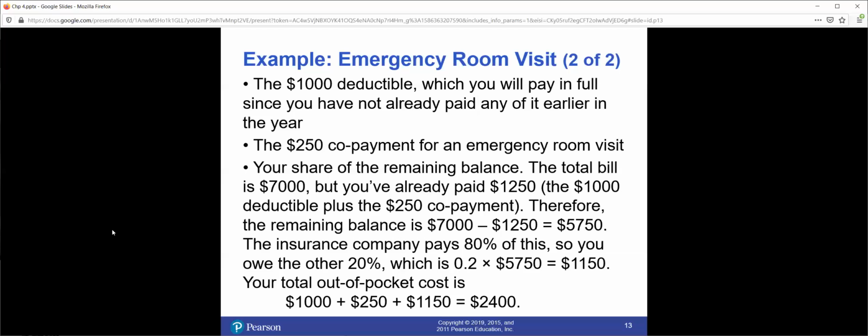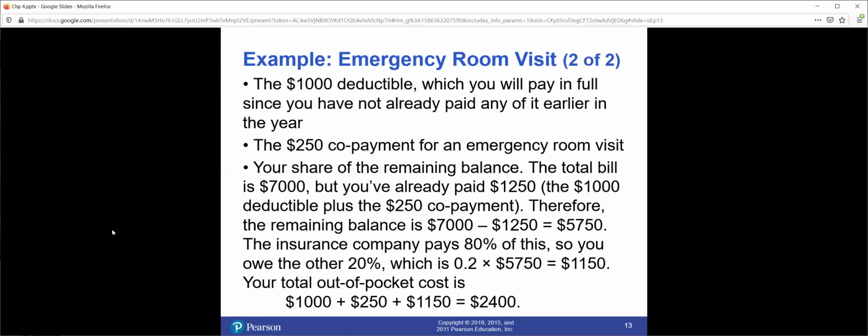So, and this here is in text of what I just discussed, right? So your bill is $7,000. You pay $1,250. You pay $1,000 deductible because you need to pay that before the insurance even thinks about looking at it, and you pay a $250 copay.